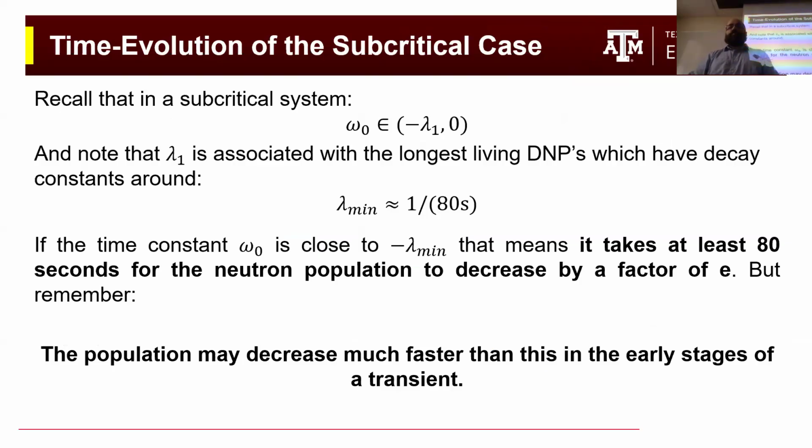This is just reminding us about that lambda minimum, and that if we have a subcritical case, a negative reactivity insertion, that time constant is going to be bounded between lambda 1 and 0. That lambda 1 corresponds to the lambda minimum, which is 1 over 80 seconds. So that means it takes about at least 80 seconds for the population to decrease by a factor of e. So if you have a negative reactivity insertion, 80 seconds is the fastest you could possibly shut down. But the population in the early stages could decrease much faster than this 1 over 80 seconds because of all of those more negative exponentials being a part of the solution.